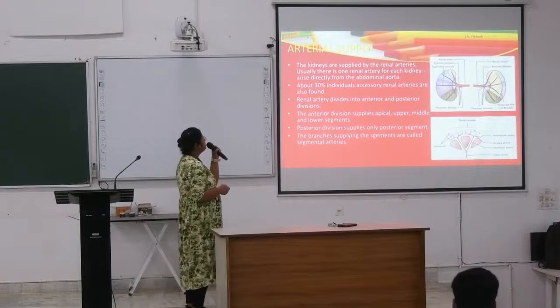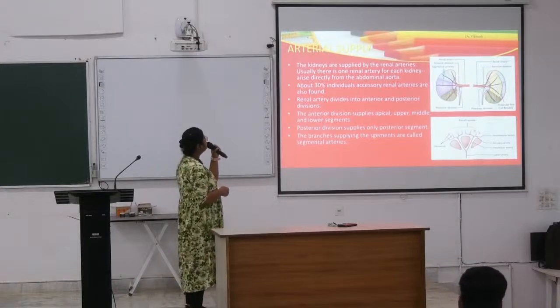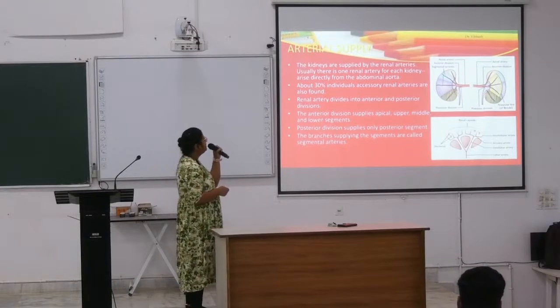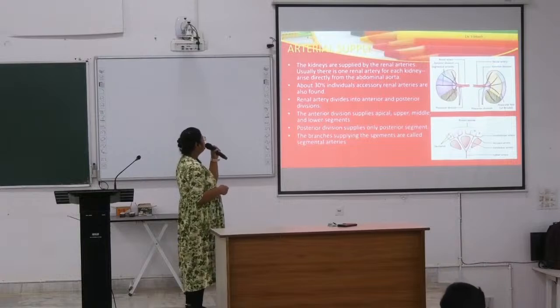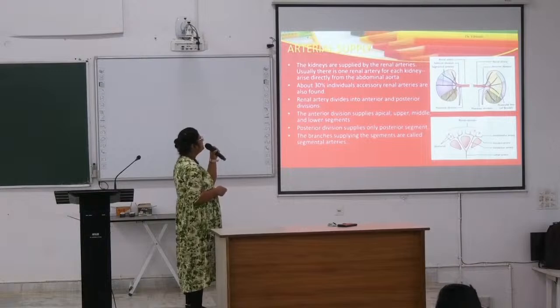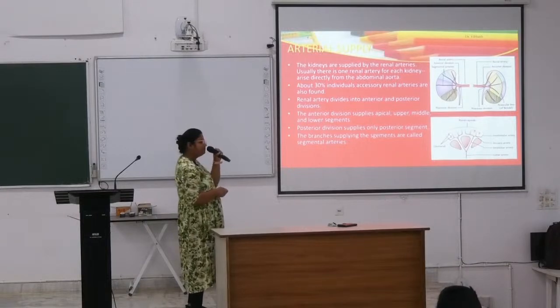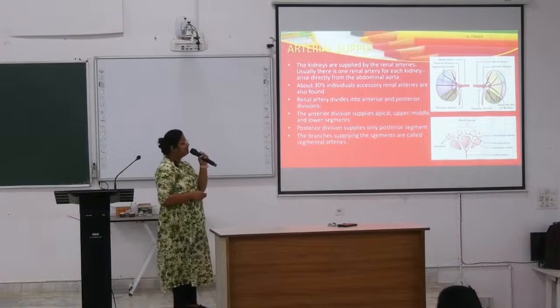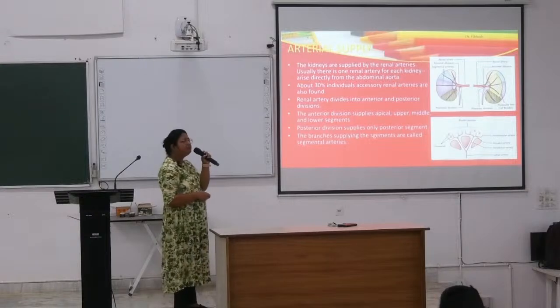Okay, so kidneys are supplied by the renal arteries. Usually there is one renal artery for each kidney, directly from the abdominal aorta. These are the renal arteries. And in about 30% of individuals, accessory renal arteries are found. Okay, accessory renal arteries mainly supply this lower pole of the kidney.